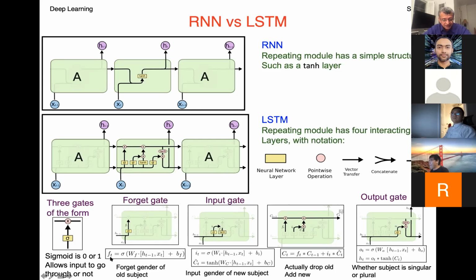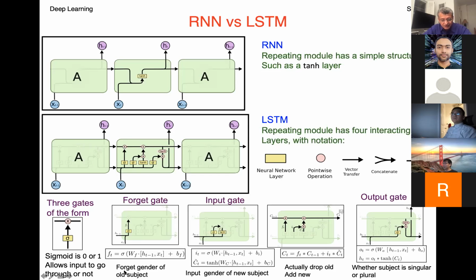And what is that function? Forget gate ft is a sigmoid of Wf, some set of weights, multiplying [ht-1, xt]. So it's a concatenation of ht-1, what's coming in here, and xt. And the sigmoid takes that as input with a certain bias.